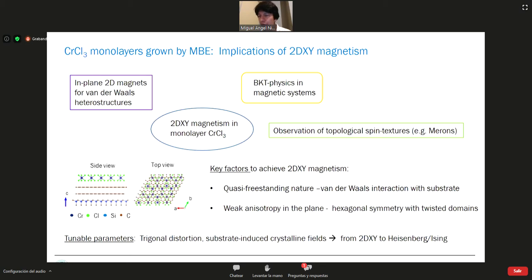It's difficult to grow graphene on top of chromium trichloride because chromium trichloride is thermally not very stable. If you increase the temperature above 300 Celsius, it will desorb again from the surface. So at least from MBE, a fully MBE-grown heterostructure will be very challenging.